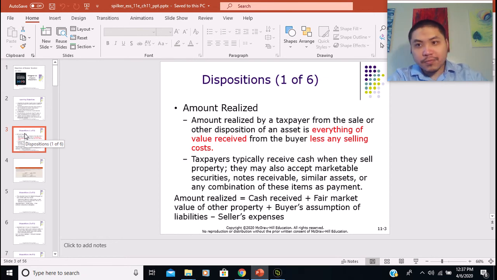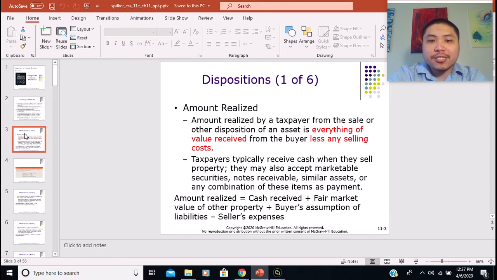Property disposition means the taxpayers or the businesses pretty much sell their properties, right? So in order to figure out the level of taxes or the tax outcome of the transaction, we first need to figure out the gain or the loss of this transaction, right? So the first part of the lectures we're going to talk about that, right?